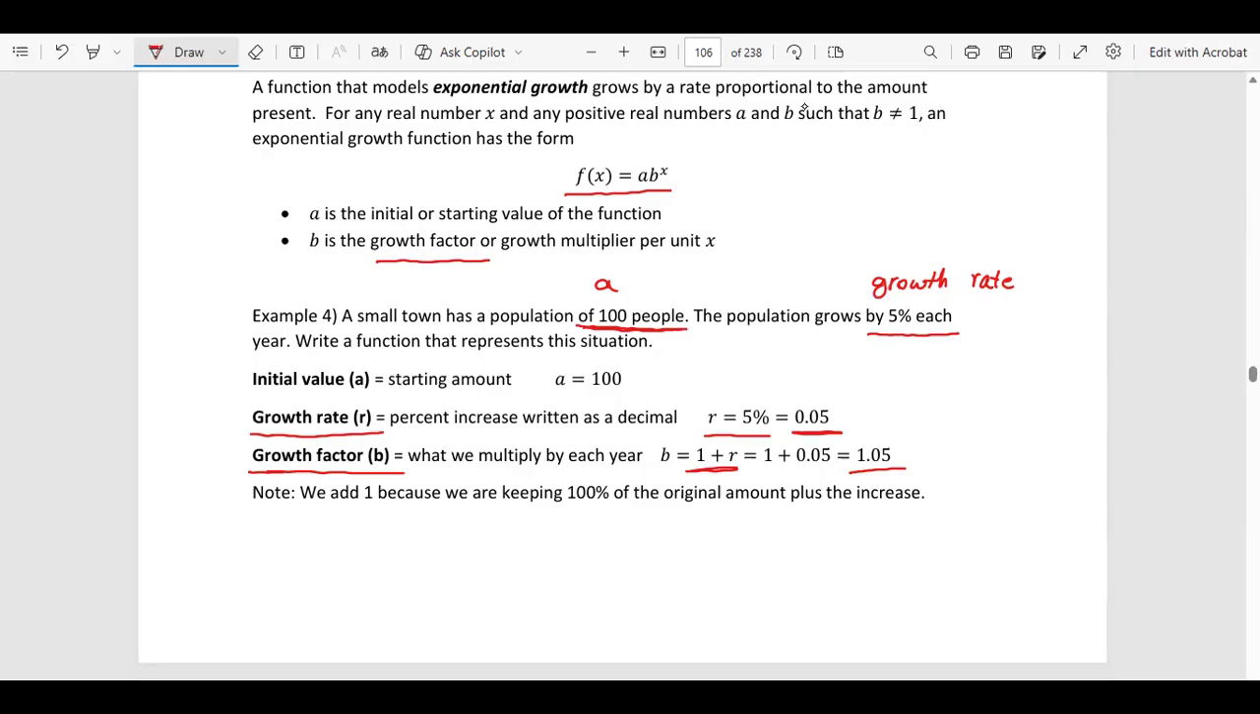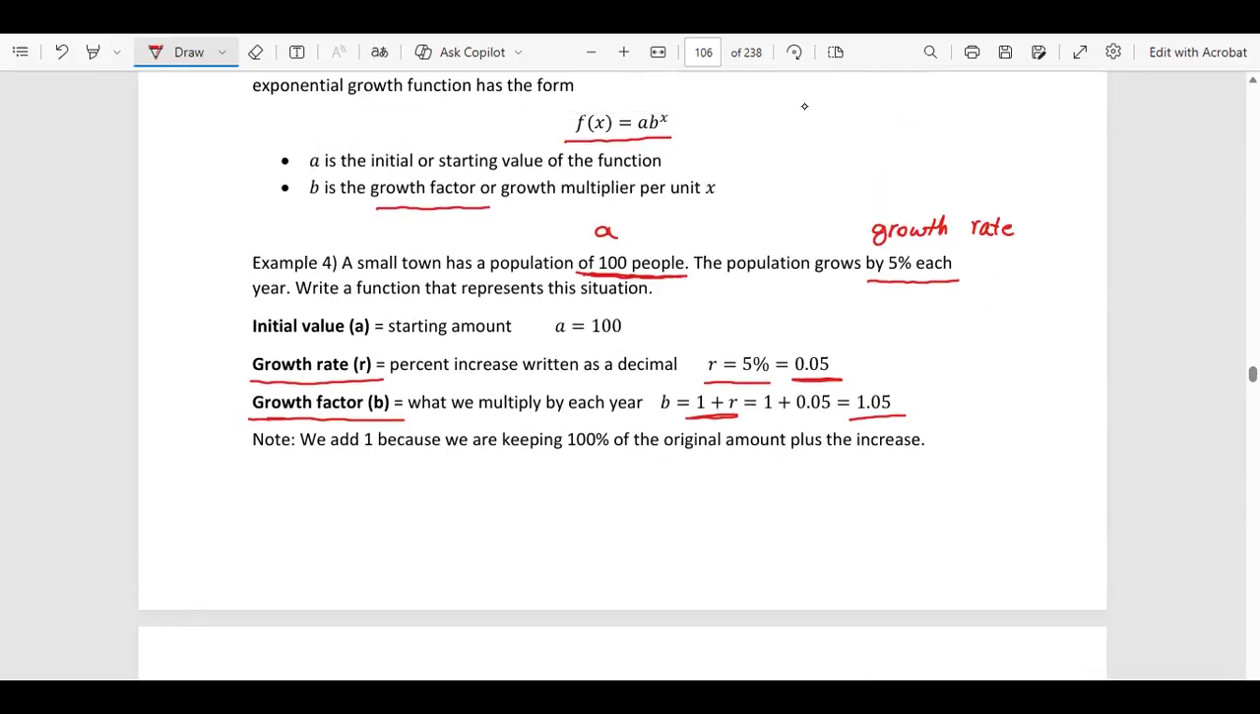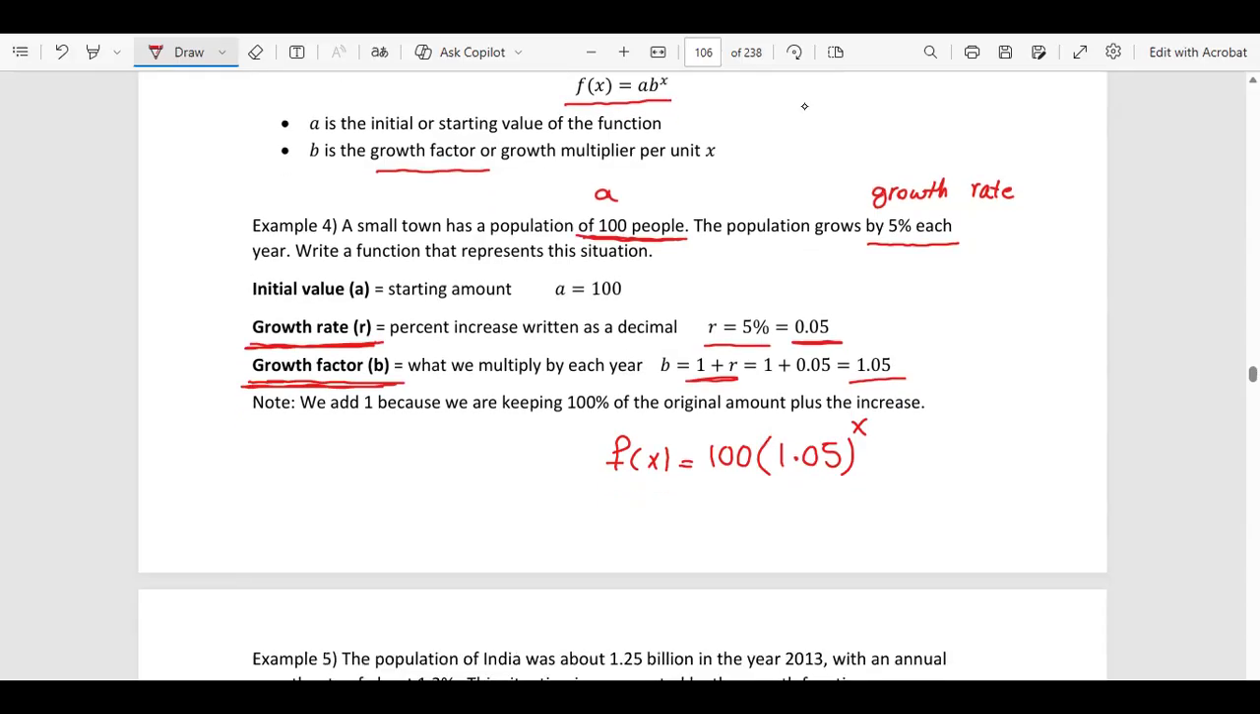Now, if I want to write the equation, I say f of x equals a, which is 100, times b, which is 1.05, to the x power. So this is the equation, because b is the growth factor. Rate is different. Rate is just a percentage.